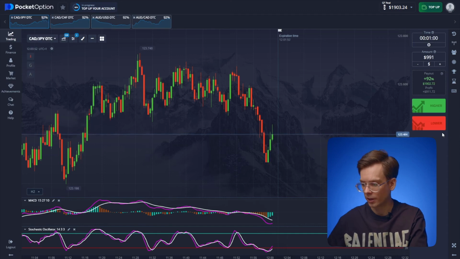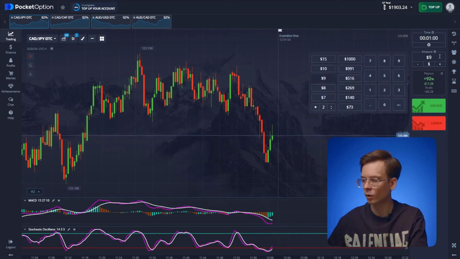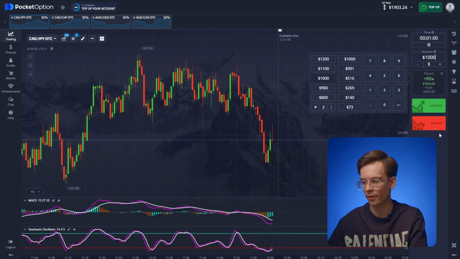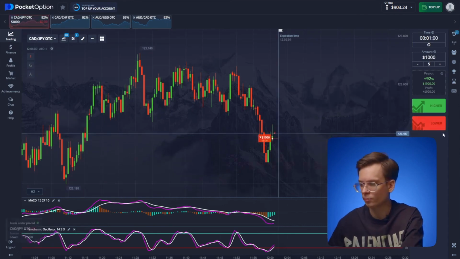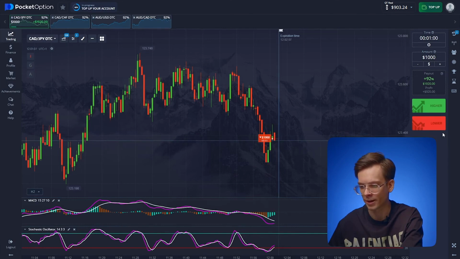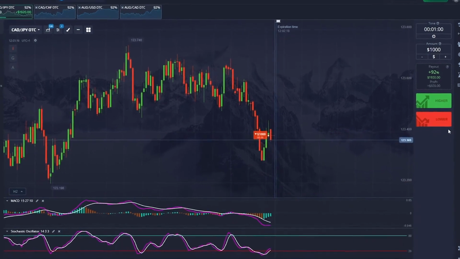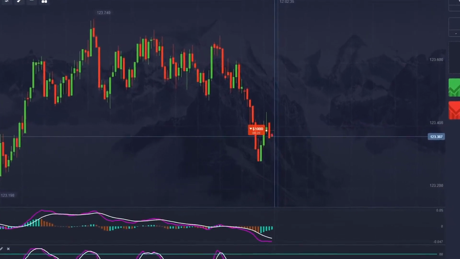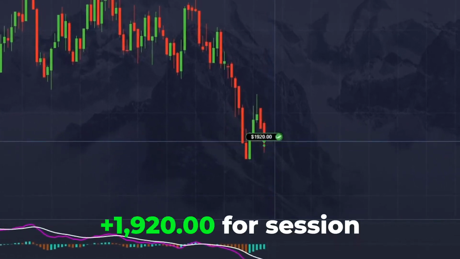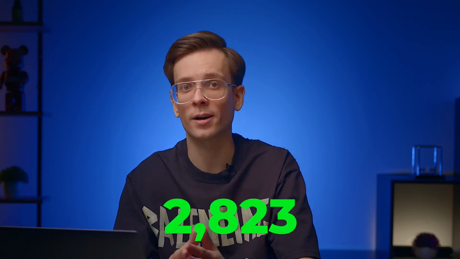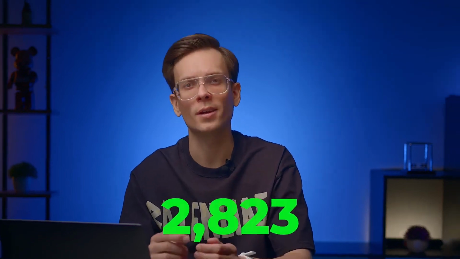Now Canadian dollar and yen. I'm going all in with a maximum investment of 1,000. Pressing the lower button. The asset's going through a strong bullish rebound, but it's only temporary. There's a bearish response coming soon and it will drive the price back down. Another spot-on call. Today my deposit sits at 2,823. Which I think proves how efficient this strategy is.